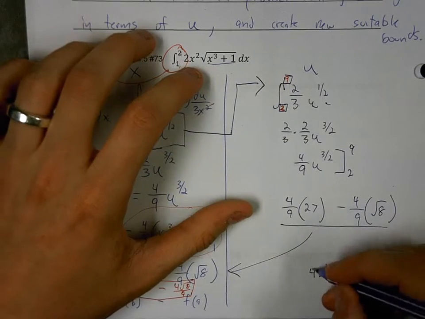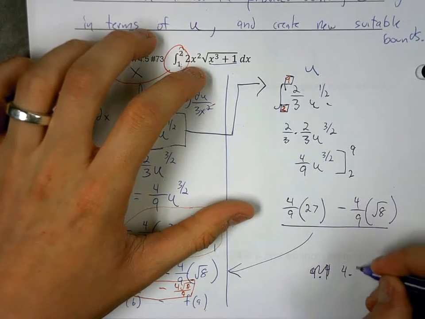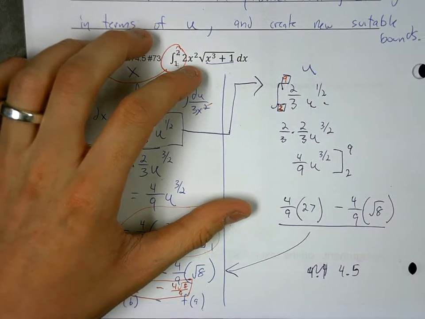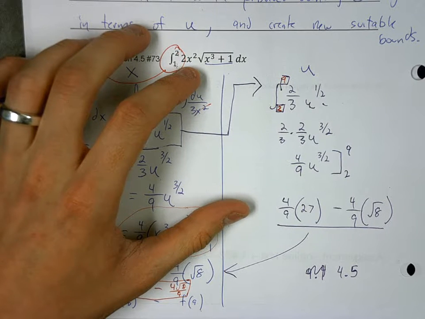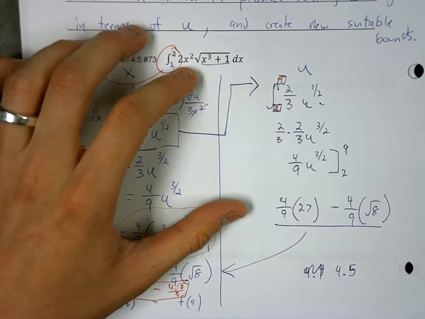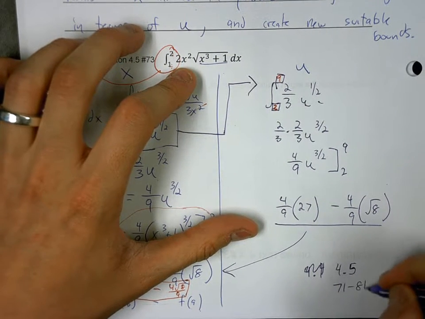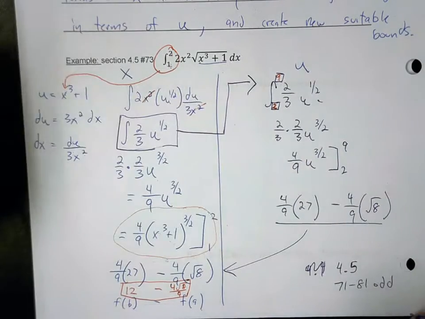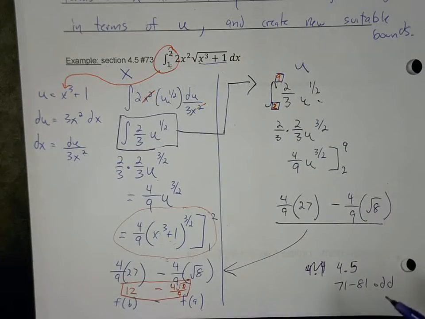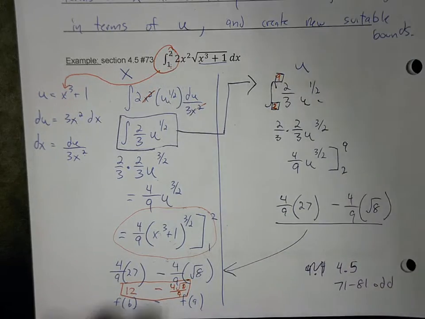Nope, it's actually 4.5. So back to section 4.5, and we are doing problems 71 through 81 odd. So you can work on those now, probably while this lesson's fresh, then come back to this video for part 2. Okay? So pause now if you want to work on some of these practice problems.